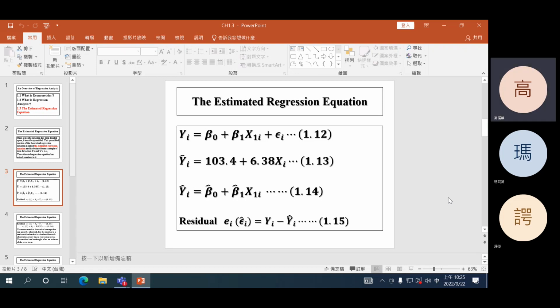So for the residuals, it can be positive, it can be negative. It depends on which side of the equation the points fall on. If it is above the line, the residual will be positive. If you're below the line, the residual will be negative. So residual can be positive or can be negative.